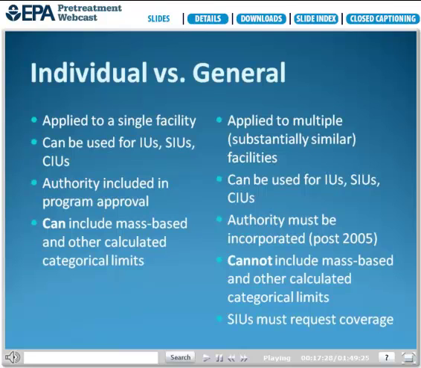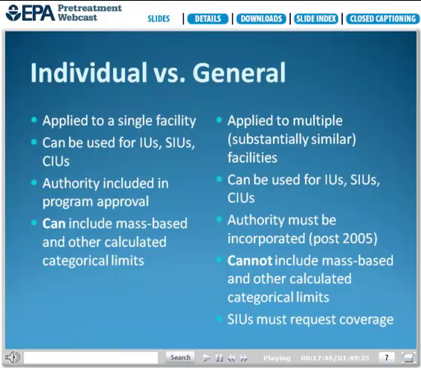When setting up your permitting program, the federal regulations at 40 CFR 403.8(f)(1)(iii) specify that the POTW must control through permit, order, or similar means the contribution to the POTW by each industrial user. The regulation also identifies individual permits and general permits.